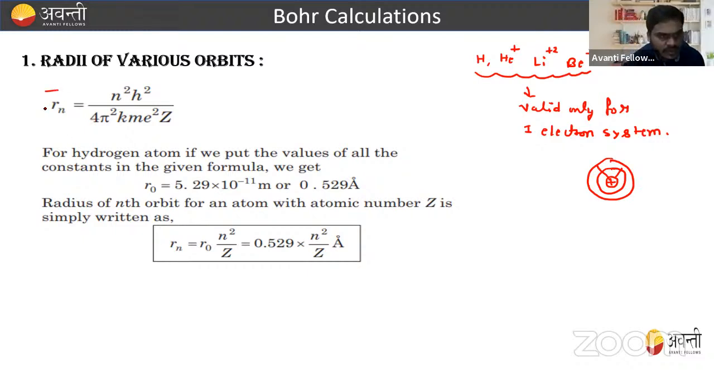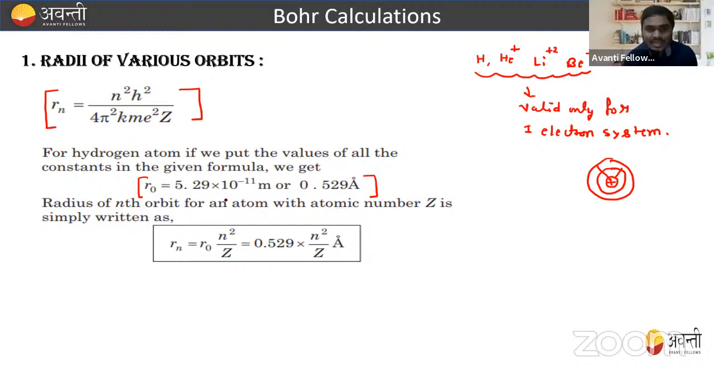So just remember the important formula here. We are not going to derive this. Just remember this: Rn is equal to n square h square upon 4 pi square k m e square Z. Don't get disappointed, it doesn't mean we have to remember this whole formula, because we already know the value of h, we know the value of 4, we know the value of pi, we know the value of m, we know the value of e, k, right? So just by putting the values of all the known quantities, we get r naught is equal to 5.29 into 10 to the power minus 11 meter, or in Angstrom we can remember it like this, right? 0.529 Angstrom, right?